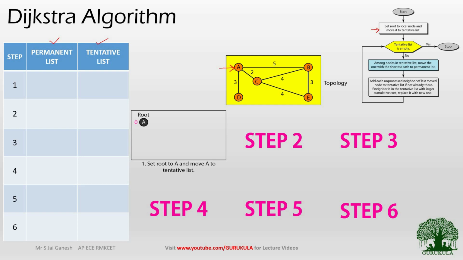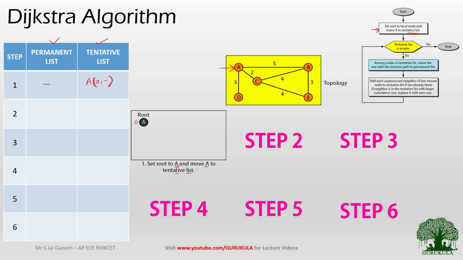First, the root node A is identified, and then you need to enter that node in the tentative list. So let us put this entry on the tentative list. Initially the permanent list will be empty, and then we write A: A can be reached with a cost of 0 and it is a directly connected node. We put this information on the tentative list. So set the root node to A and move A to the tentative list. That is what we have done in the first step.